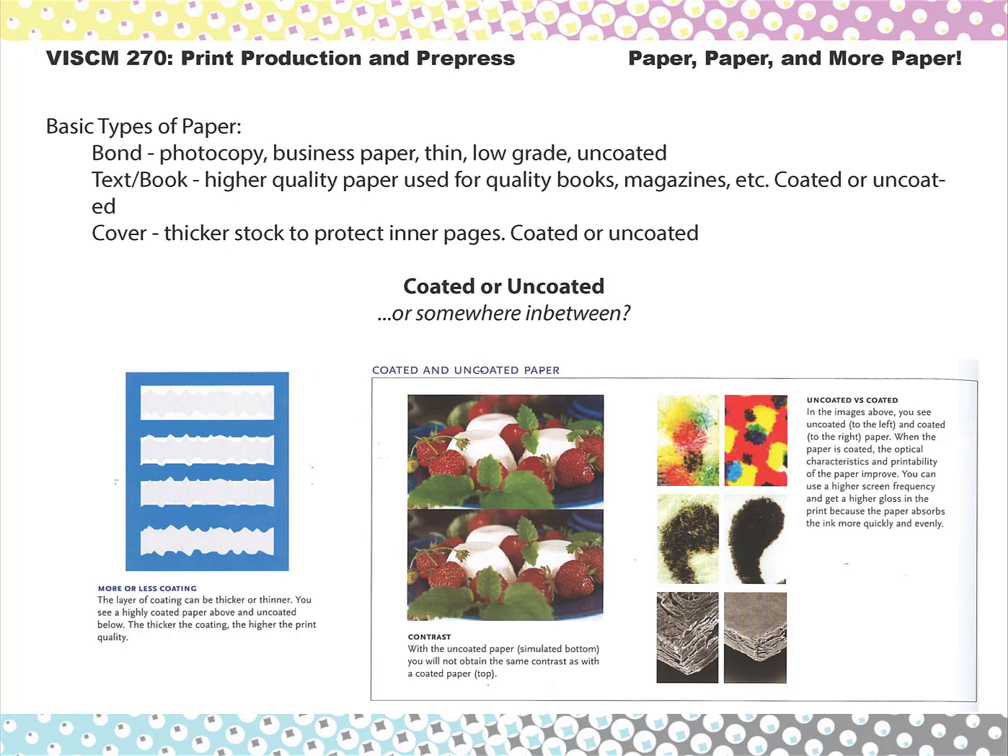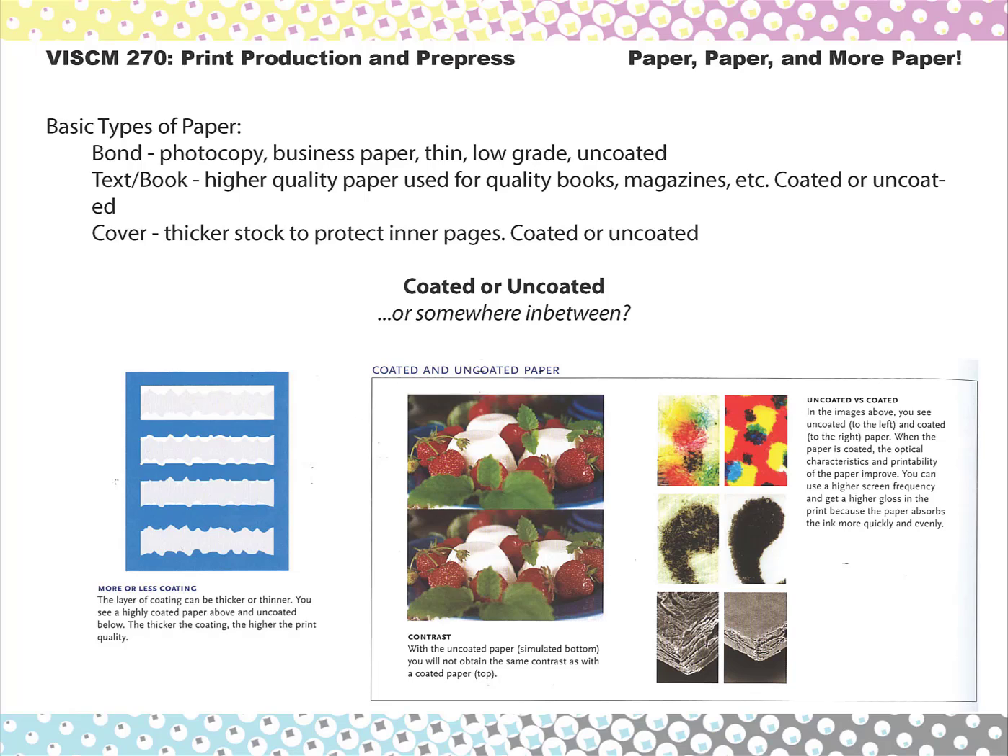And then these are general terms. These are generic general terms. The cover paper is basically a thicker stock to protect the pages, and covers can be coated or uncoated. So when we look at paper samples, we'll be looking at these basic types of text and cover papers for commercial printing. Coated versus uncoated.